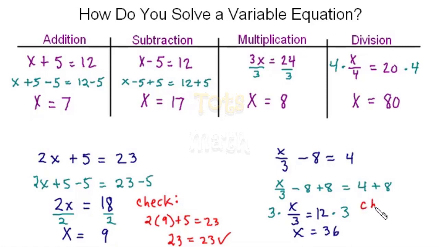And we can do a fast check on that. 36 divided by 3 minus 8 should equal 4. 36 divided by 3 is 12. And 12 minus 8 is definitely 4. So that checks. While equations with variables can become pretty challenging as you go along, you will always need to apply these 4 basic steps.